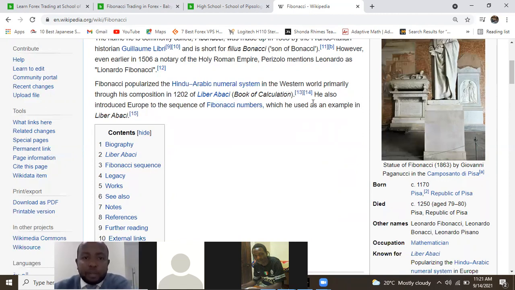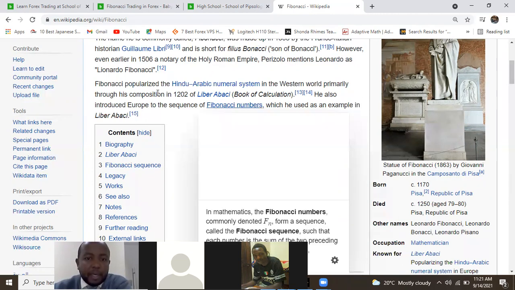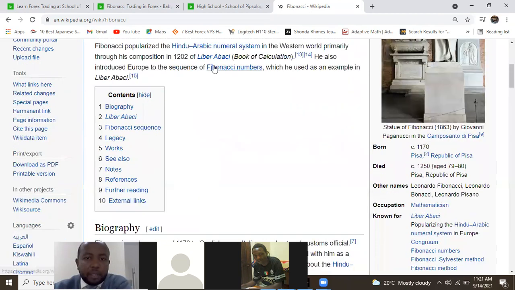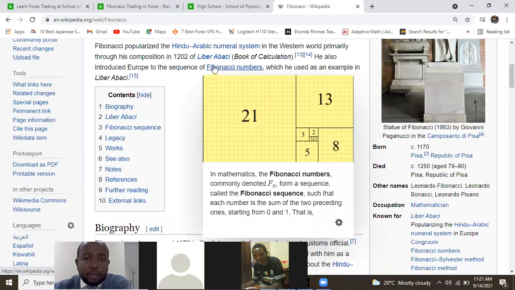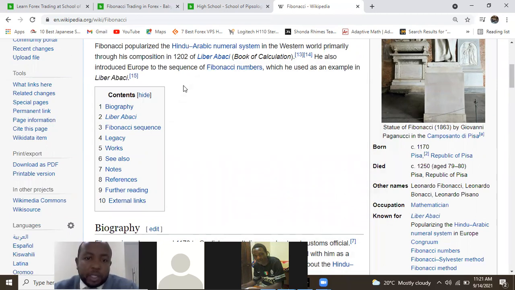Because of time, I don't have enough time for you guys, but at least I'll be able to show you how these numbers work. So he introduced Europe to the sequence of Fibonacci numbers, which he used as an example in Liber Abaci. So what are Fibonacci numbers? Let's have a look. In mathematics, the Fibonacci numbers, commonly denoted as Fn, form a sequence called the Fibonacci sequence, such that each number is the sum of the two preceding ones, starting from 0 and 1. So that's what the Fibonacci numbers are.